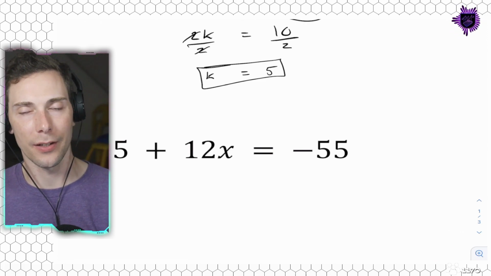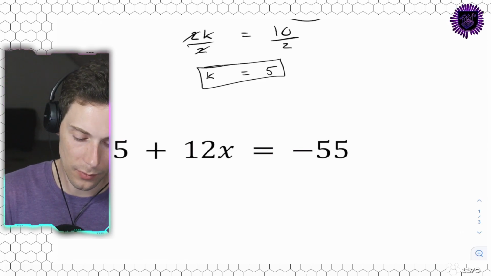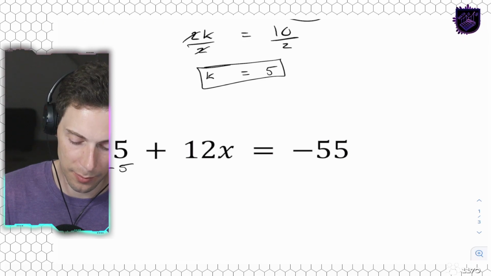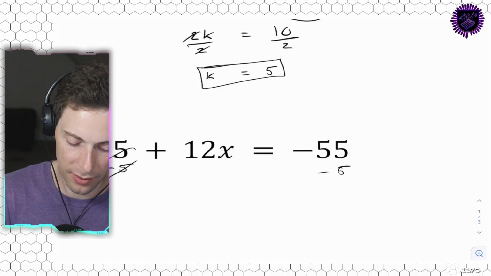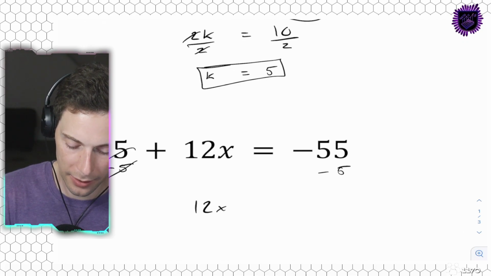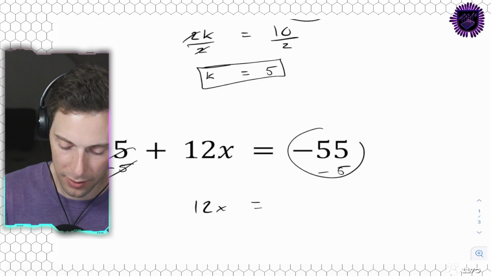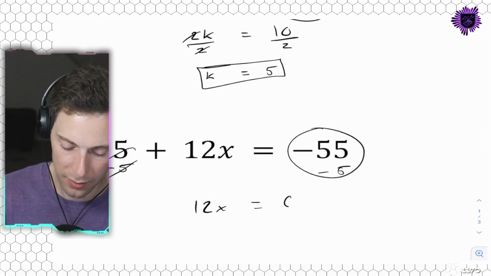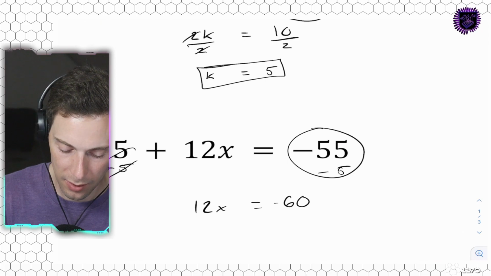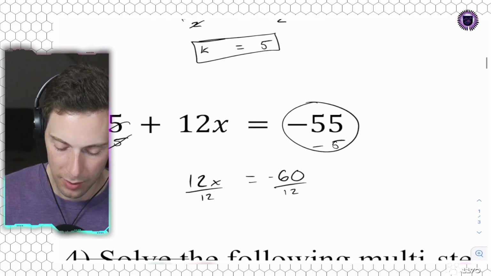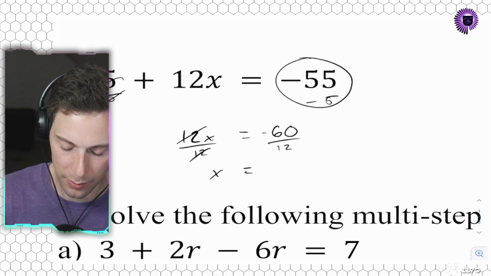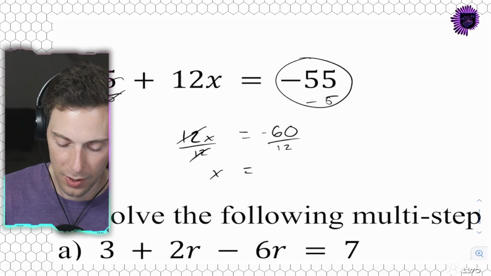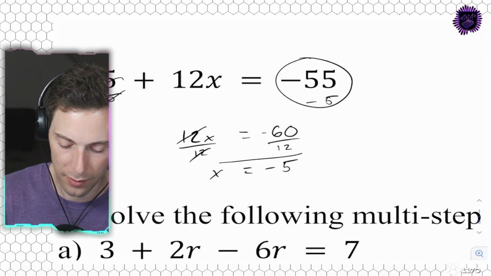First, we want to isolate the term with the variable in it by subtracting 5 from both sides. Tricky on this side, so 12x is equal to, and this 55 minus 5 is going to be negative 60. We can divide both sides by 12, leaving us with x is equal to negative 5. That's our answer.